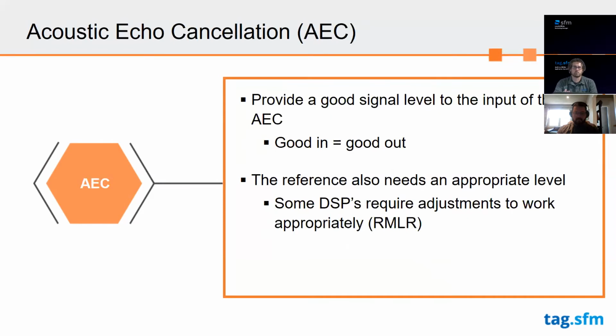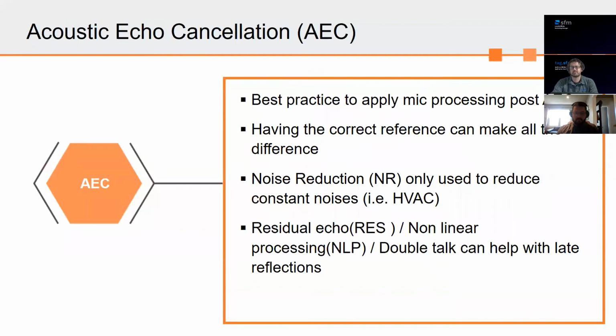So while most people consider that AEC has got to be working right just so it sounds good and there's no echo, it can also play into your gain structure throughout a system. The best practice is to apply mic processing post AEC. If you do that, that's going to help keep your gain correct because you're getting the same signal in and out of the AEC for comparison when it does the cancellation. And that goes along with having a correct reference.